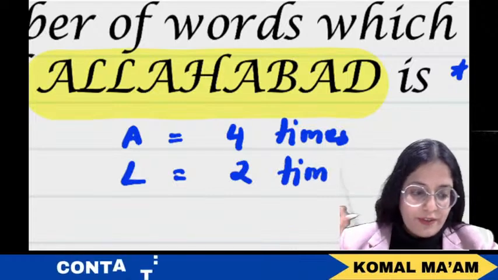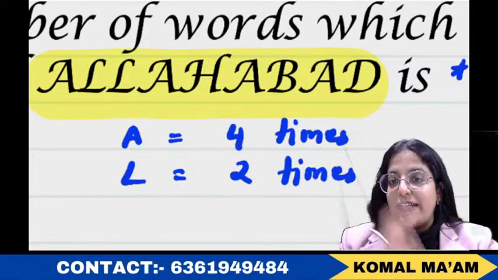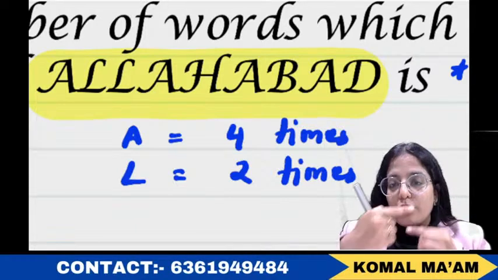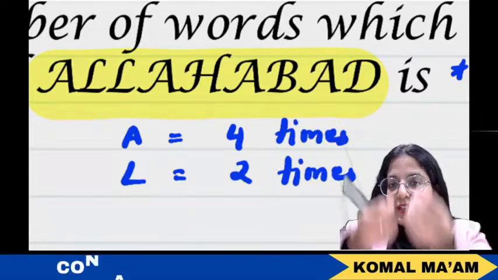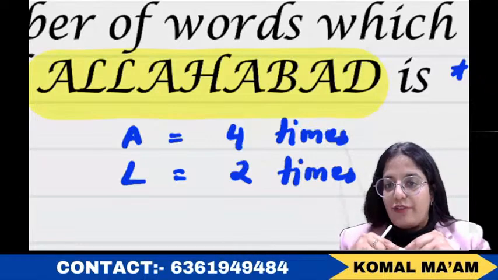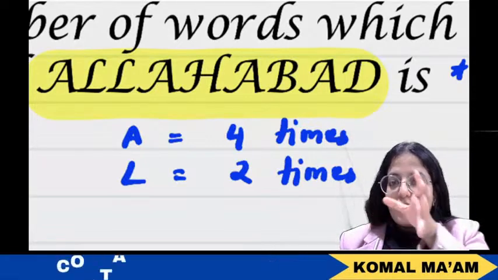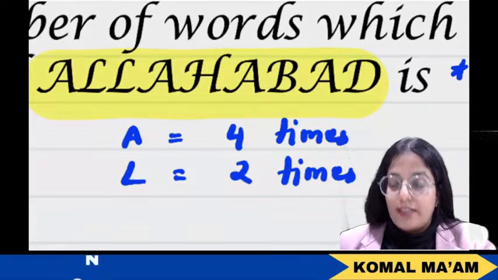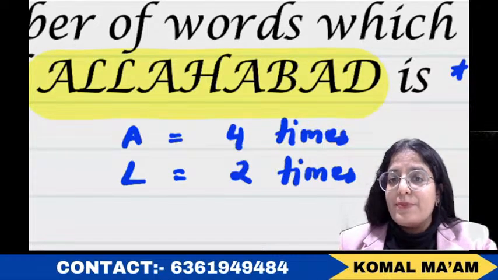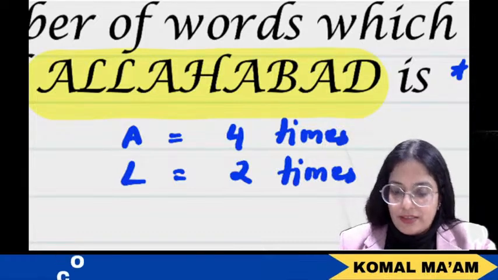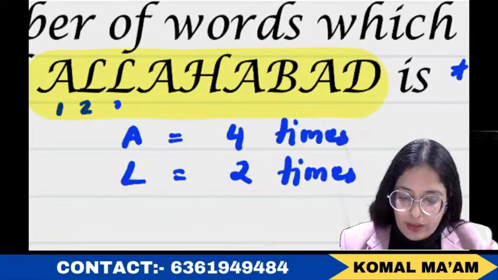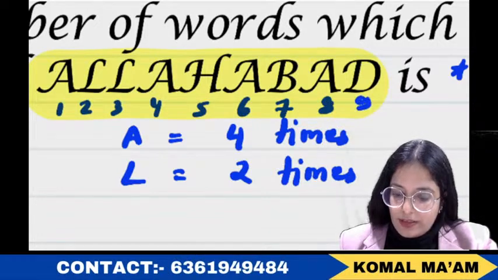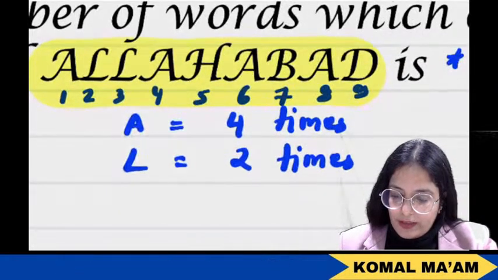In the previous session I have already told you, for the letter which repeats, the number of times it repeats, we divide by that factorial. So let's understand how we are going to do it. Now the second step is to count the number of places. So how many places, guys? 1 2 3 4 5 6 7 8 9.